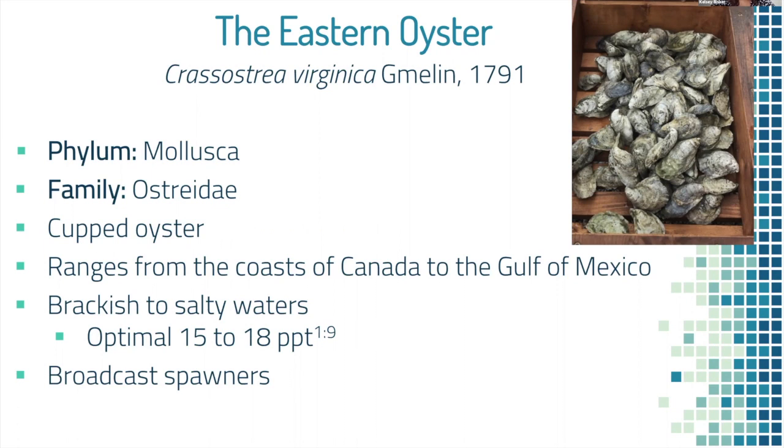They are found in brackish to salty waters and have been found to tolerate salinity from 5 to 40 parts per thousand, but for physiological growth, the optimal salinity is 15 to 18 parts per thousand. When the water temperature reaches about 25 degrees Celsius, this is when the oysters will begin to reproduce. They are broadcast spawners, which means that they will release their gametes into the water column and fertilization occurs there.